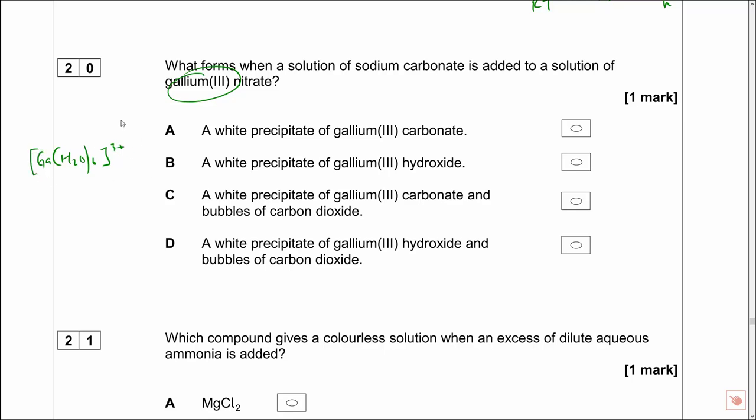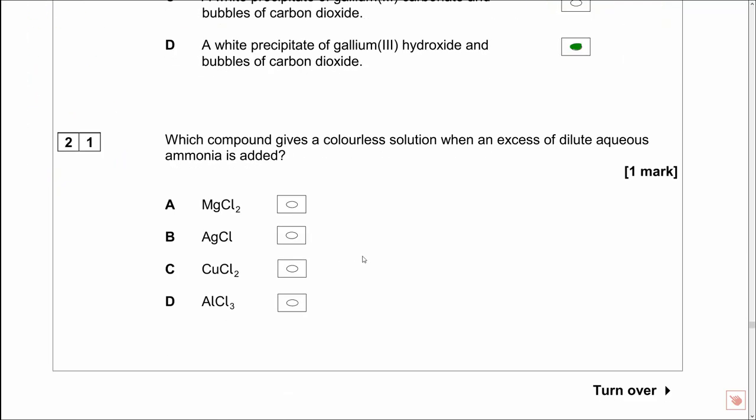The effect is that it's the 3 plus, and therefore it acts in this particular instance as having that acidic property because it's got a higher charge size ratio, so it's got to be D in that particular instance. Bubbles of carbon dioxide, correct, so it could be one of these two, but it's not producing a precipitate of carbonate. That would be if it was a 2 plus. It's the 3 plus, therefore we produce the hydroxide and bubbles of carbon dioxide. So a nice little tweaky question. You're not expected to know what gallium is, but it's about applying your knowledge on that one.